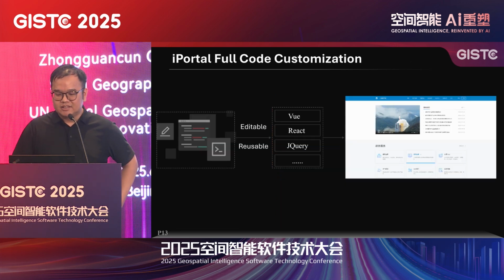Alternatively, we are completely open to full code customization. You can completely override the source code and make your own GeoPortal pages with the front end libraries you might choose, like Vue, React. I think some of the clients like jQuery, that's all supported, no problem.